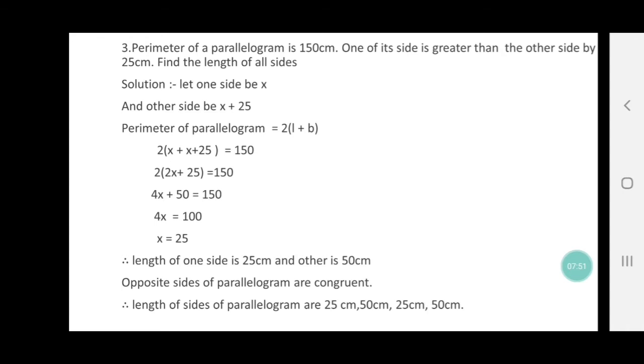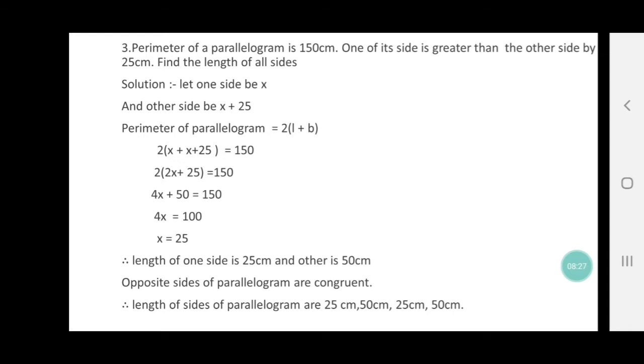Now, the length of one side is 25 and the length of the greater side is 50 centimeter. How 50 centimeter? Because in that 25 we have to add 25 again, right? To get the length of the other side. Here, opposite sides of a parallelogram are congruent, right? So the lengths of the sides of the parallelogram are 25, 50, 25, 50 centimeter. So this is how we have completed the third problem of exercise 5.1.